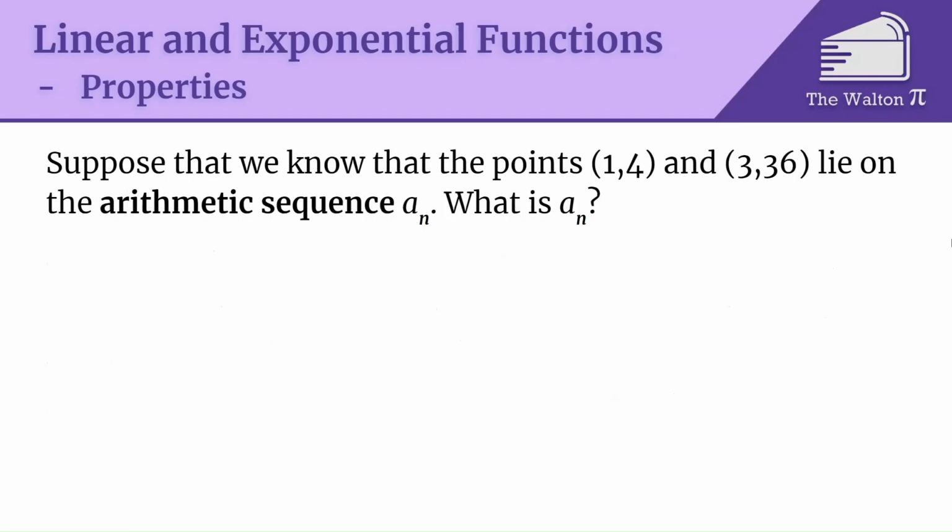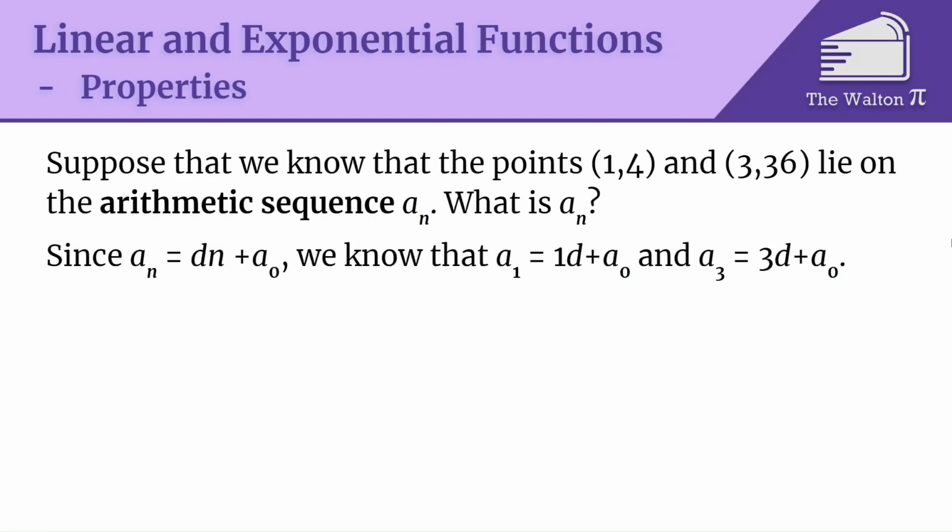Now suppose that we know that the points 1, 4, and 3, 36 lie on the arithmetic sequence an. What is that sequence? Okay, again, very similar to the line, we have an is d times n plus a0. We know that a1 is 1d plus a0, and a3 is going to be 3d plus a0. So that means that 4 is d plus a0, and 36 is 3d plus a0.